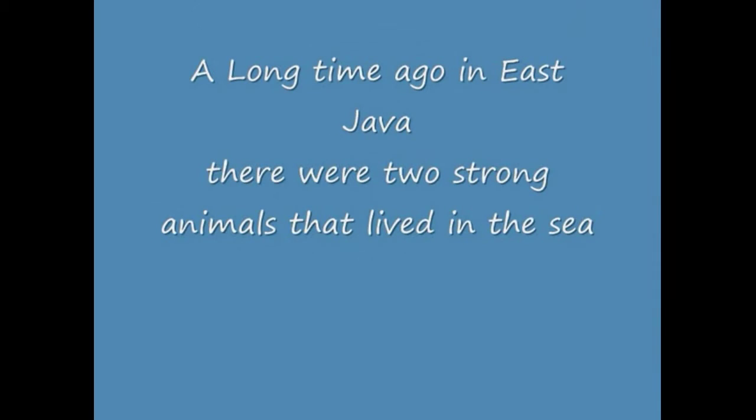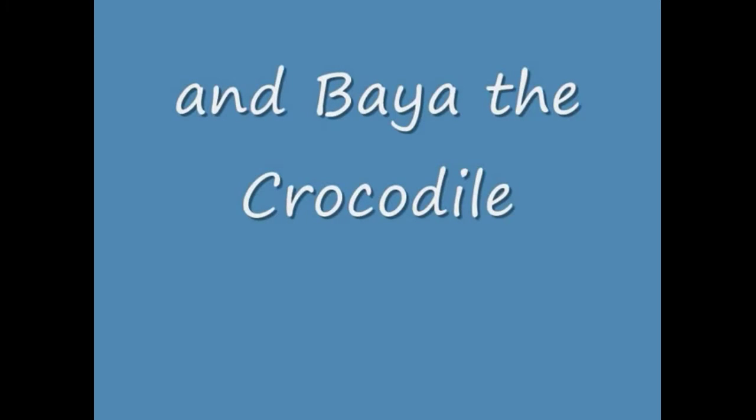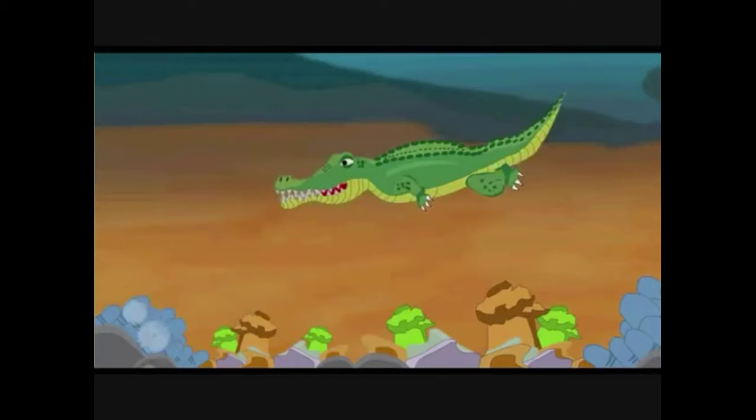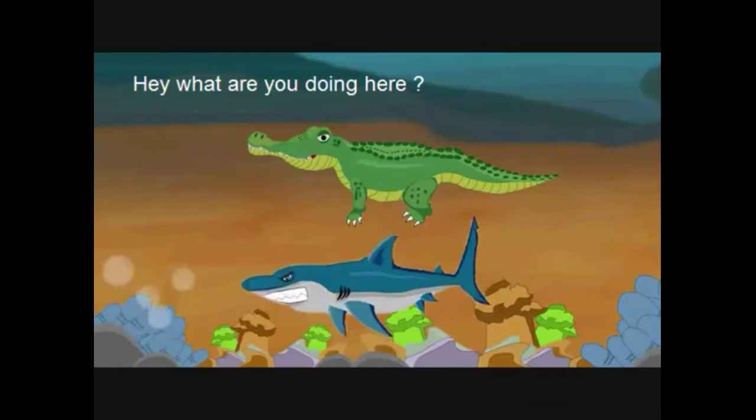A long time ago in East Java, there were two strong animals that lived in the sea. Sura, the shark, and Baya, the crocodile. They didn't want to share their food when they were hungry.